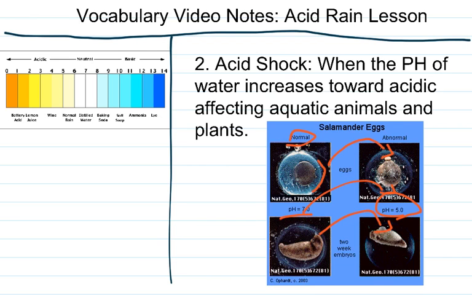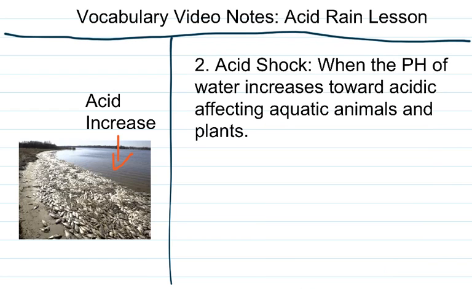So again, acid shock is when the pH of water increases and becomes more acidic, killing animals and plants in the water. Go ahead and come up with your original sentence, and this is the picture I want you to draw. You don't have to draw a picture of all the little fish and stuff. Just draw a lake, and then with the word acid increasing, or acid increase, which means that the animals would be affected. That's acid shock.